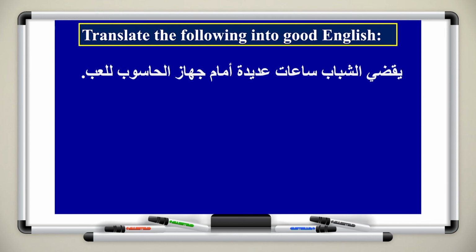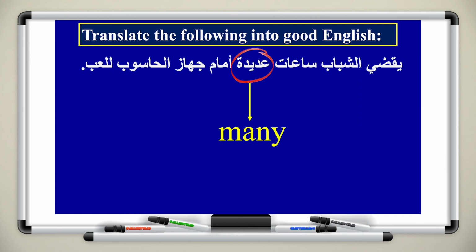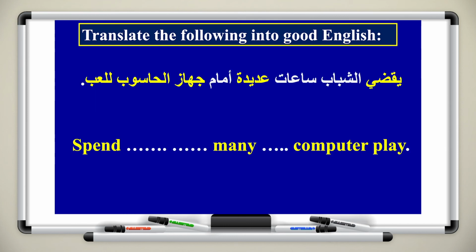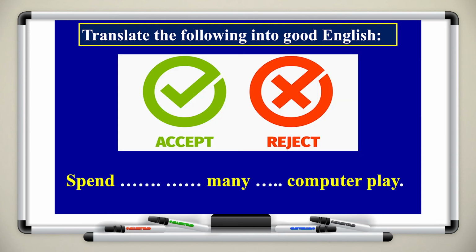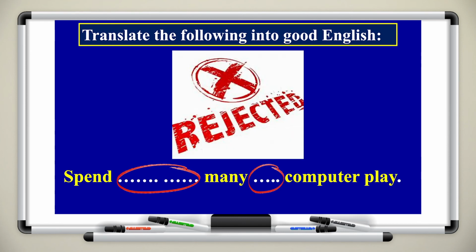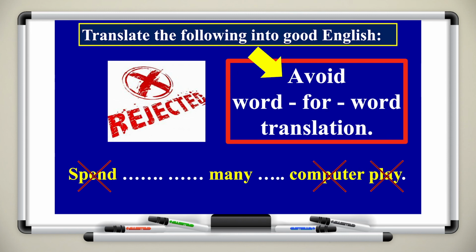يقضي الشباب ساعات عديدة أمام جهاز الحاسوب للعب. We have the word يقضي, which means spend, عديدة, which means many, جهاز الحاسوب, which means computer. And then we have للعب, which means play. Now, if we look at what we've translated so far, spend, many, computer, play. Is this sentence or translation accepted or rejected? It's definitely rejected because we have some missing spaces. It's not a complete translation. So my recommendation is don't leave spaces for words you don't know and avoid word-for-word translation.